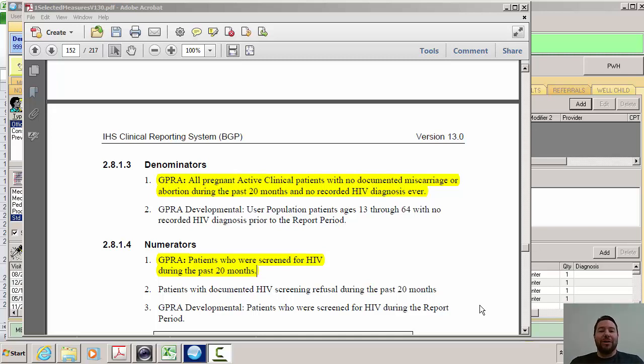So basically, if you're prenatal, normally sites have this as just a part of their policy. We're getting blood work done, and this is one of the tests within the blood work, and we're looking for HIV. So the numerator is basically patients who were screened for HIV during the past 20 months that happen to be prenatal or pregnant.